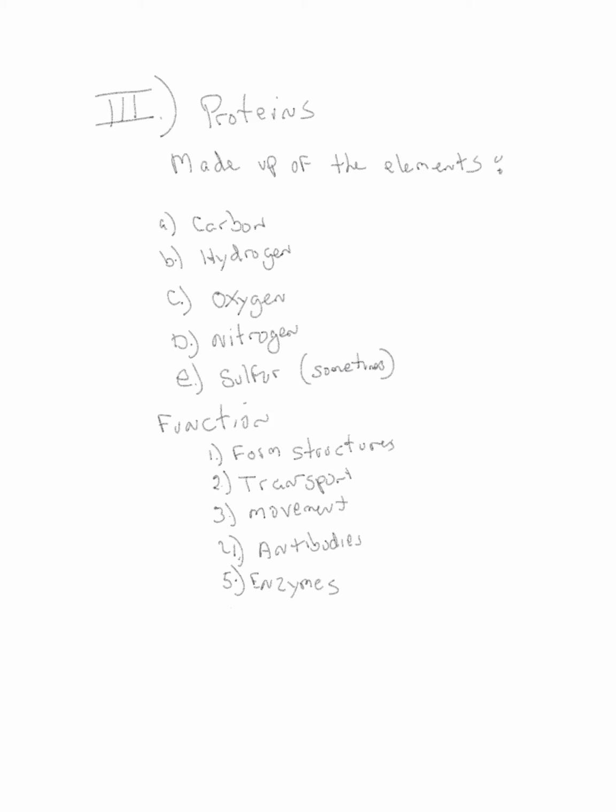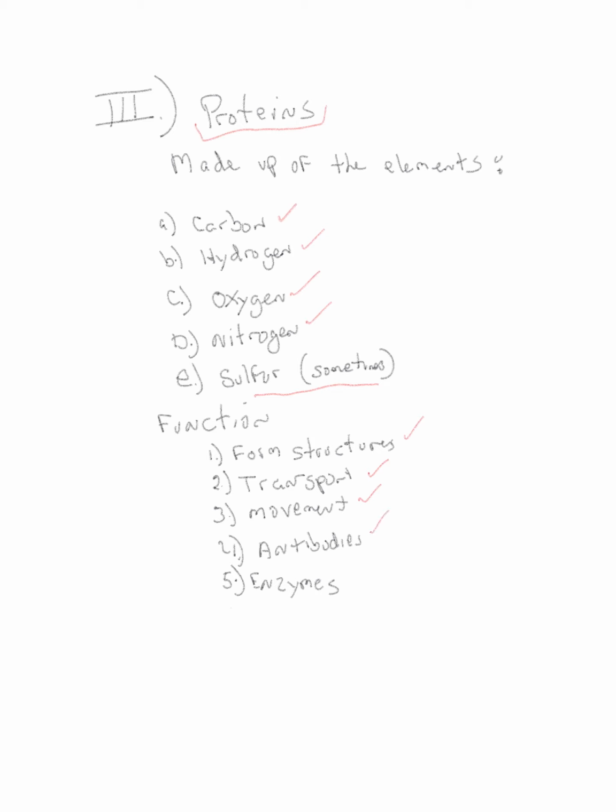And now the third category of macromolecules are proteins. Proteins are made up of the elements carbon, hydrogen, oxygen, nitrogen, and sometimes sulfur. They form structures, and if we look at proteins, proteins have the most diverse functions of any of the macromolecules that we've looked at. They form structures, they transport things in the cell, as well as in the body. They allow movement. Your muscles can move because of protein fibers.